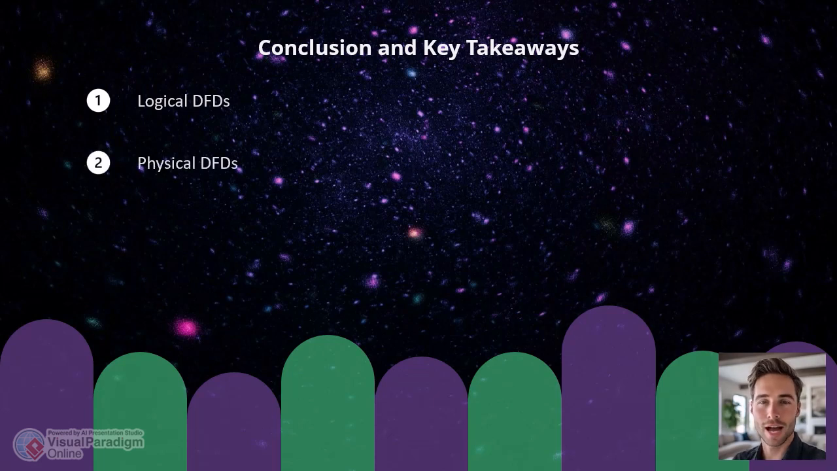Physical data flow diagrams guide the implementation phase, providing the specific technical details needed for developers to build and deploy the system. Remember that good diagrams evolve through iteration and continuous feedback, ensuring they remain accurate as the system grows and changes.